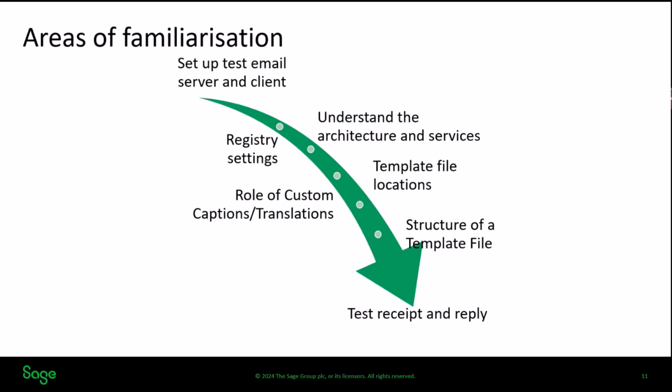How do we understand the role of the services, the role of the templates themselves, and how the templates are linked into the user interface of Sage CRM through the use of translations that reference the functions inside those templates? And how do we write our templates and our script files in order to be well structured and easy to maintain into the future? And that's the idea of the structuring of a template file. And that leads us to the point where we'll be able to be confident in our ability to test the receipt of an email and the automatic reply to the email.